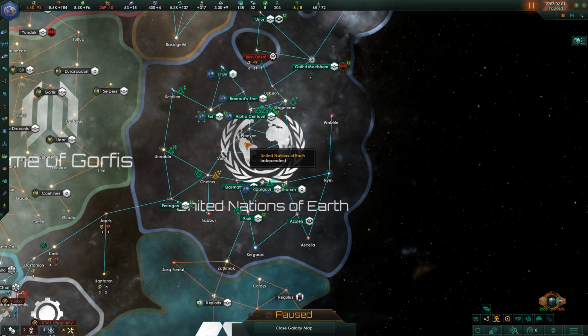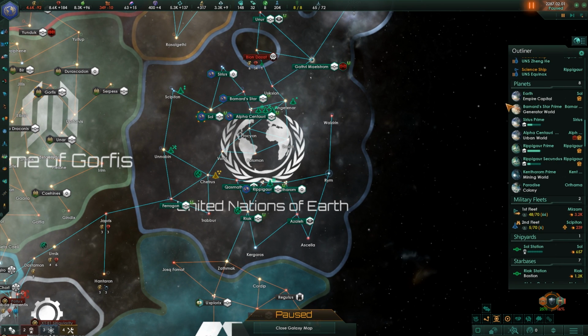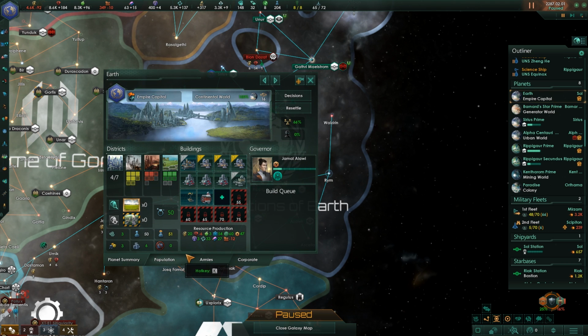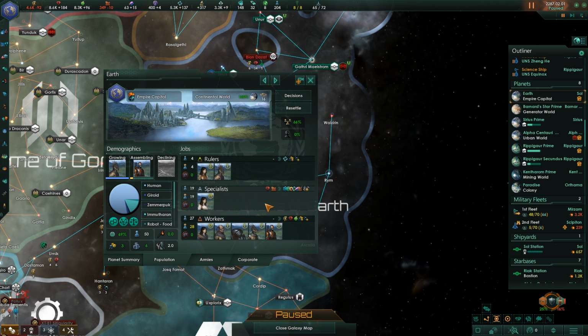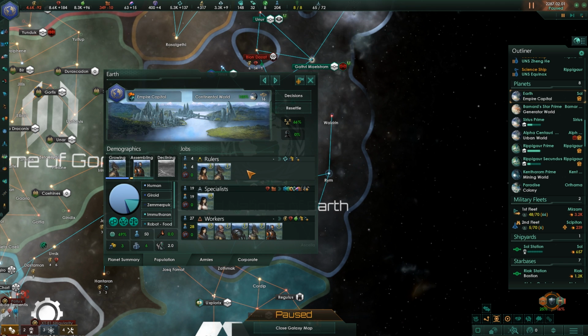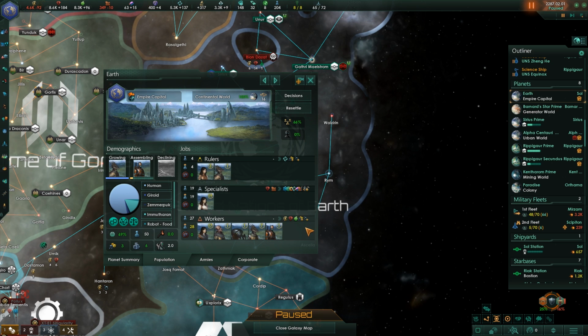And where do these resources come from? Well, let's take a look at one of our planets in our outliner, of course. Let's go to Earth here, and let's take a look at what our population has to offer for us. Now, the jobs in the population are listed here. We got our workers, we have our specialists, and we have our rulers. These are generally referred to as strata. Once again, using a pyramid example, the rulers are at the top, then our specialists, and at the bottom are, of course, the workers.